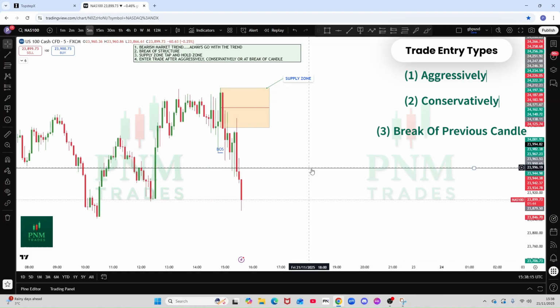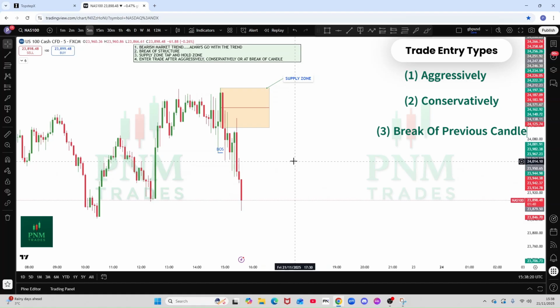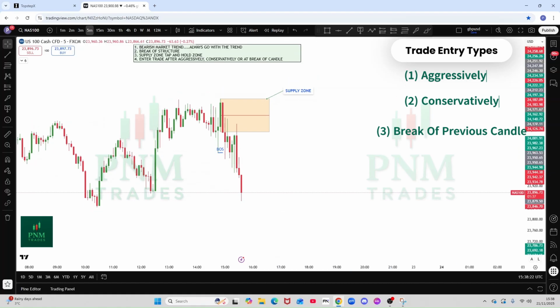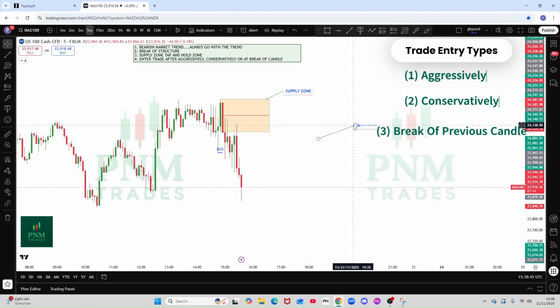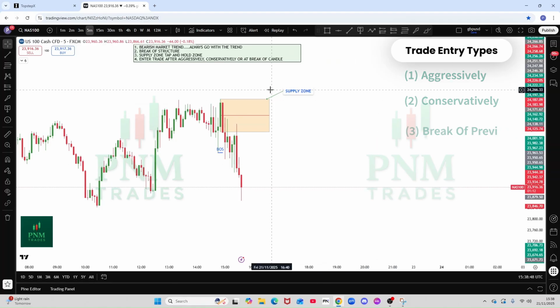Let me see if there's anything else I should point out. That's it for the aggressive, conservative, and break of the candle. Yeah, all of them is just confidence based. And the good thing about this trade, none of these candles closed in the zone. So this is pretty much so A+. It's A+++, to be fair. Very good setup. That's it.